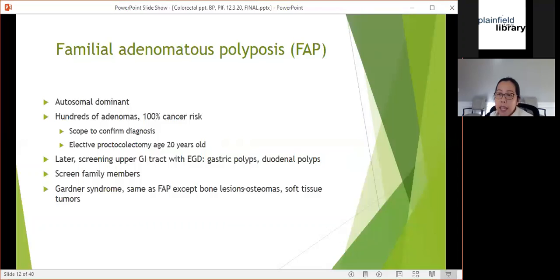Upper GI endoscopy is also recommended to screen for gastric and duodenal polyps later in life. Duodenal polyps have an increased risk of developing cancer. The family members of a patient with familial adenomatous polyposis need to be screened.